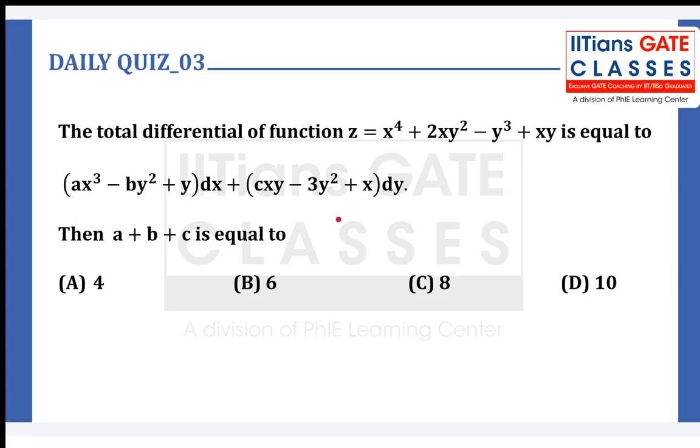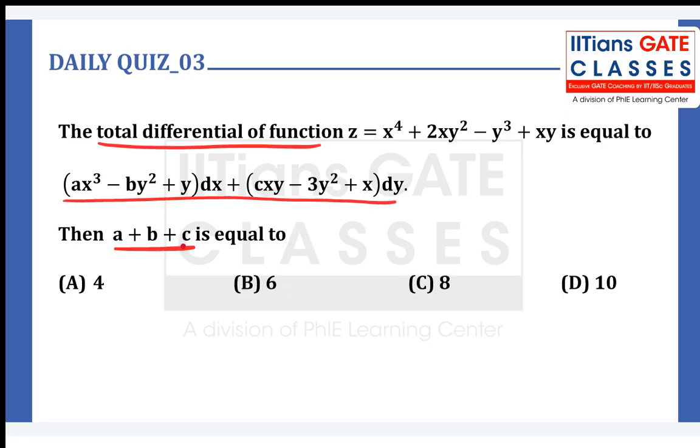Now the next question is about the total differential of a function. They have given you a z function, which is a function of x and y independent variables, and the total differential is given like this. Then there are certain unknowns a, b, c. You are supposed to find a plus b plus c.